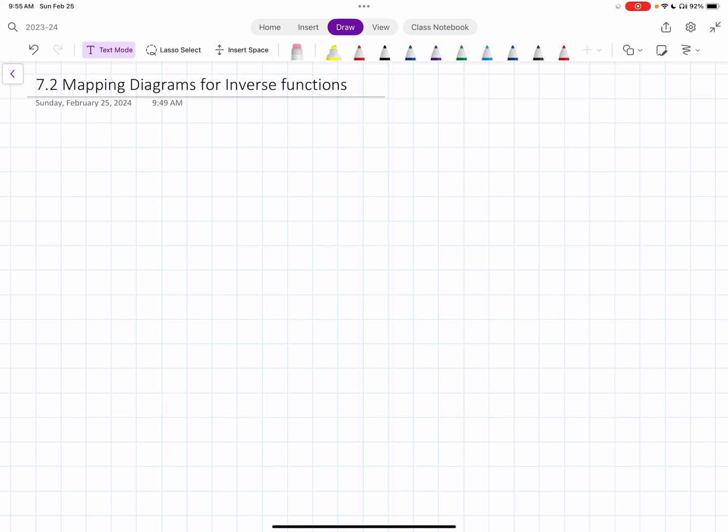This is Mr. Ainsworth, and we're going to get into some mapping diagrams for inverse functions here so we can better understand what's going on when you take the inverse function of a ratio, of a number. Okay, so here we go. Let's get right on it.